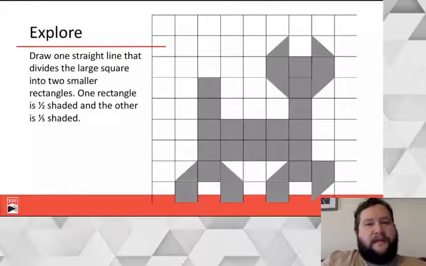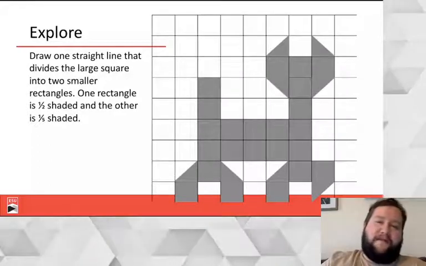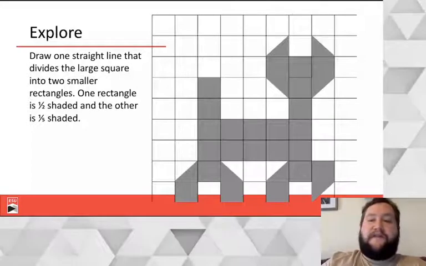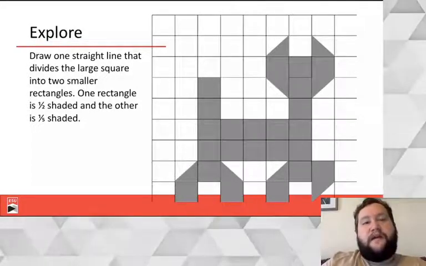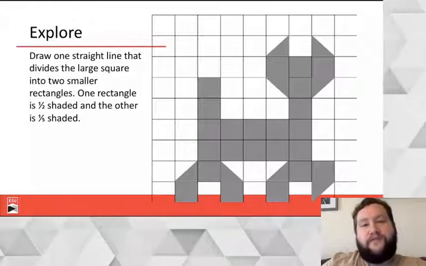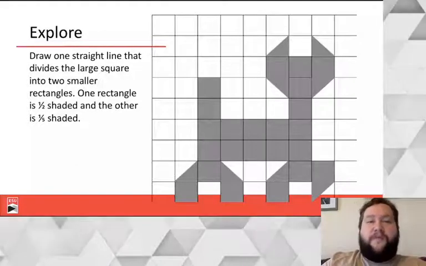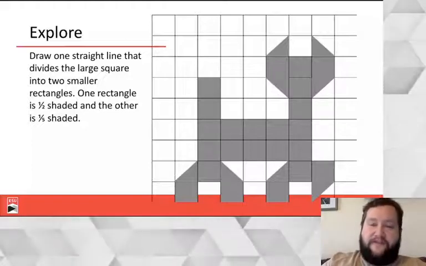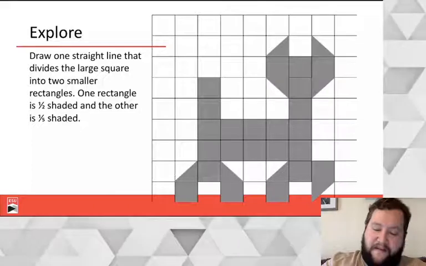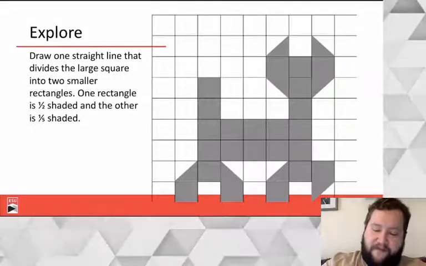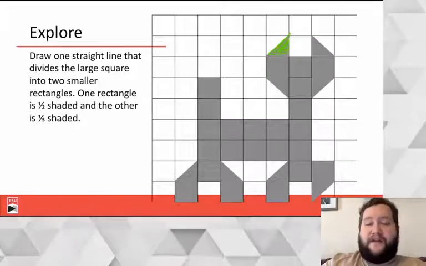And then here's one that looks like a cat to me. It says, draw 1 straight line. So this is like the first example with the pig or cow, except instead of 2 lines, we're just drawing 1. And we're going to have 2 rectangles at the end. One will be a half shaded and one will be a fifth shaded. And this one will be interesting because notice we have these little triangle pieces, which are half of a square that we're going to have to account for.